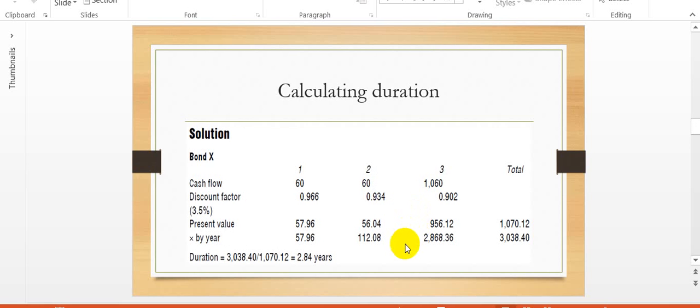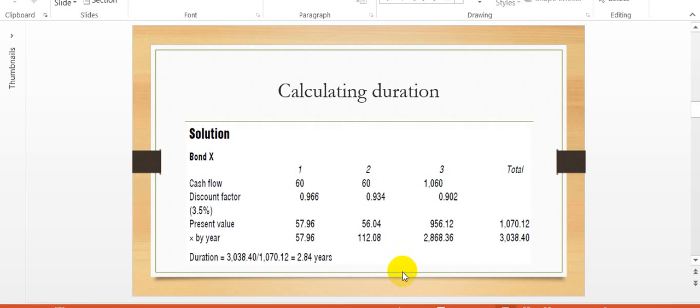Okay. 1,060. So the present value in year 1, 60 times 0.966 gives us 57.96. Year 2 we get 56.04. Year 3 the present value is 956.12. You add all the present values to give you a total of 1,070.12.